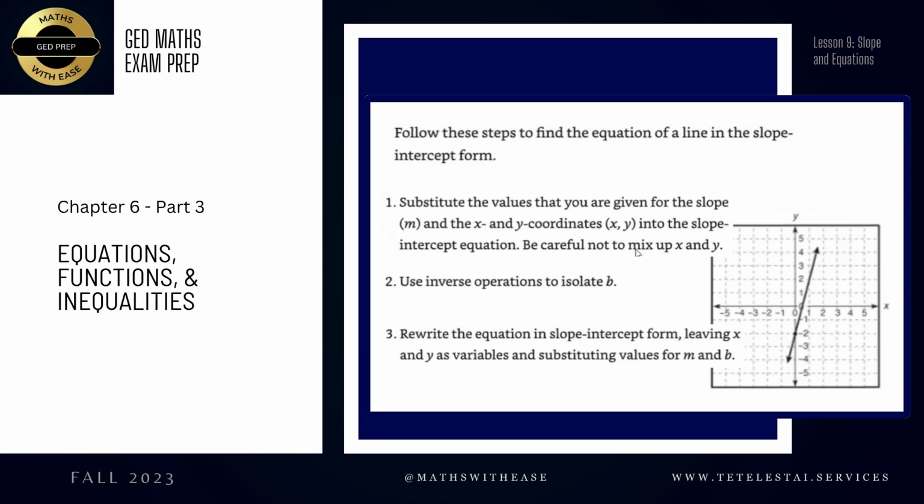We've established a slope and the ordered pairs x, y, and then you want to use inverse operations to isolate b, either moving values over the equal sign, depending on where b is located in the equation. And then you want to rewrite the equation in slope-intercept form, leaving x and y as variables and substituting values for m and b. And again, this will make more sense as we look at more examples.